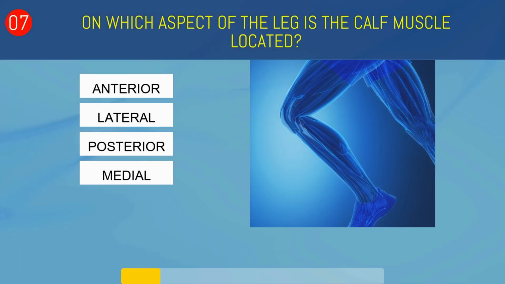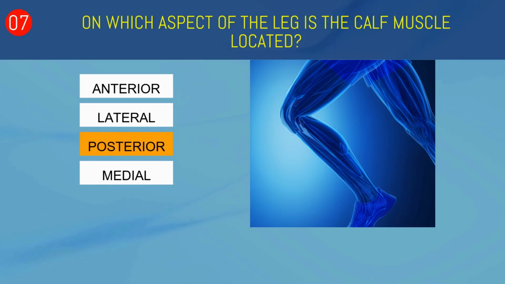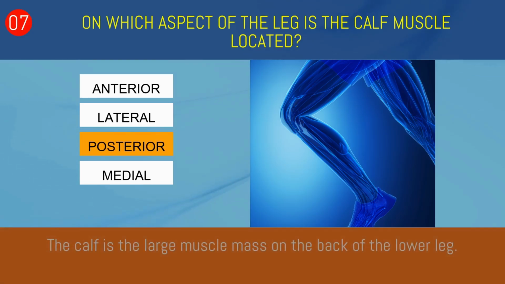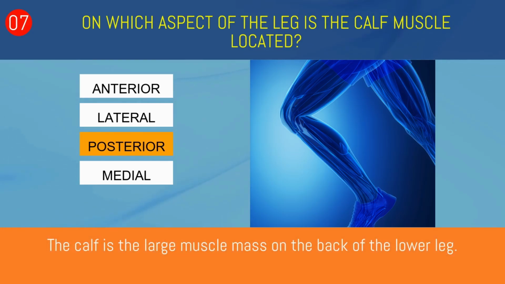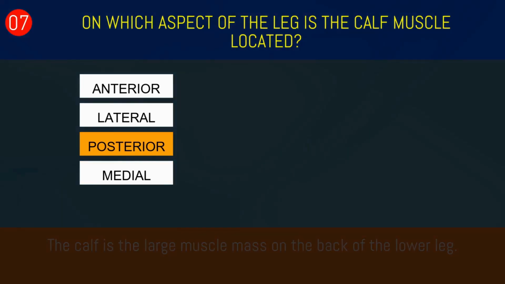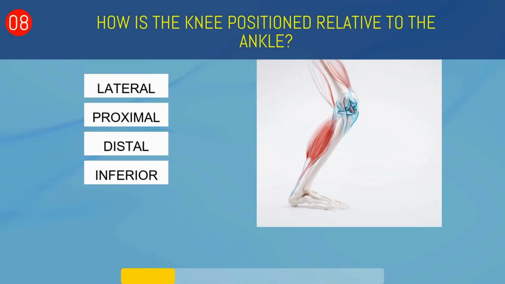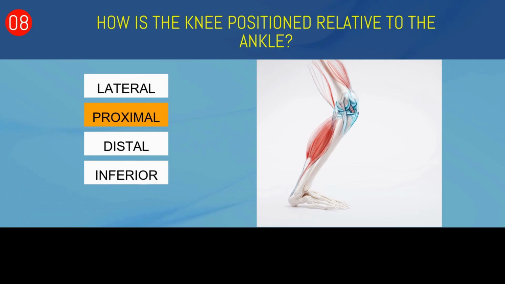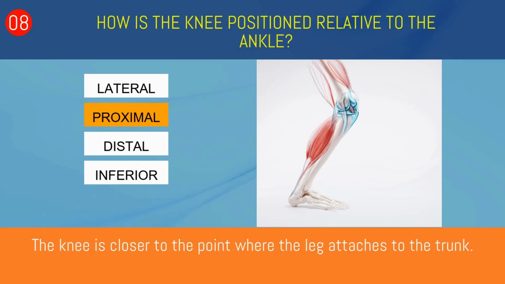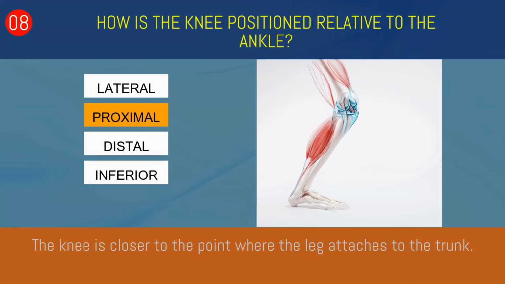On which aspect of the leg is the calf muscle located? Anterior, lateral, posterior, or medial? Posterior. The calf is the large muscle mass on the back of the lower leg. How is the knee positioned relative to the ankle? Lateral, proximal, distal, or inferior? Proximal. The knee is closer to the point where the leg attaches to the trunk.